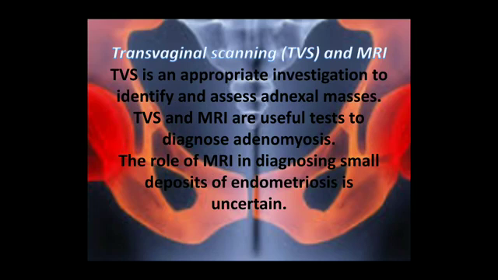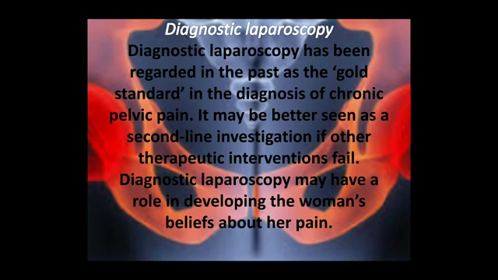Now, what is the role of TVS and MRI? TVS is an appropriate investigation to identify and assess adnexal masses. TVS and MRI are useful to identify adenomyosis. The role of MRI in diagnosing small deposits of endometriosis is uncertain. Now, coming to diagnostic laparoscopy.